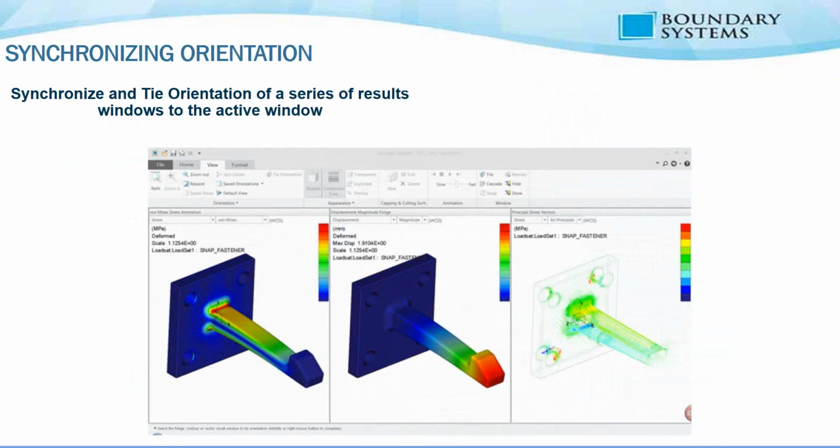And this is kind of a nice one, I thought: now you can synchronize your orientations. So you can synchronize and lock the orientation of a series of result windows. So whenever you rotate one of the models in the windows, it'll rotate all of them. Or if you zoom in or zoom out or what have you.